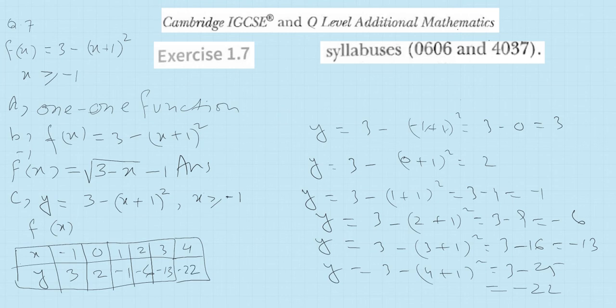Okay. I am checking again. Minus 1 plus 1 cancel, 3 is the answer. Okay. 0 plus 1, 1 square is 1. 3 minus 1 is 2. Correct. 2 square is 4. 3 minus 4 is minus 1. Correct. 3 square is 9. 3 minus 9 is minus 6. And 3 plus 1 is 4. 4 square is 16. 3 minus 16 is minus 13. And 4 plus 1, 5 square 25. 3 minus 25 is minus 22. No mistake. So this is the table for f(x).